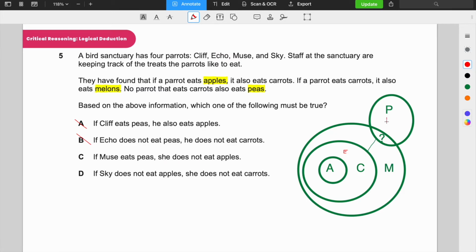So if Muse eats peas, Muse is here, right, in that category of peas. And basically no parrot that eats carrots can eat peas, and also all parrots who eat apples eat carrots. So basically, if Muse eats peas, she cannot eat apples. That is correct, right? Because peas can't intersect with carrots, and all parrots that eat apples eat carrots. Okay, so option C is our answer.